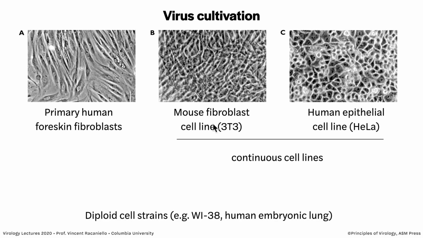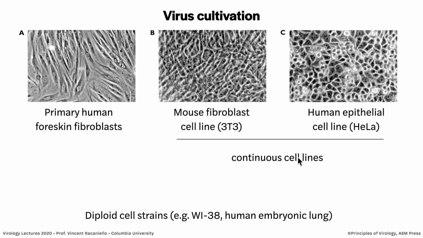Like this mouse fibroblast cell line, a famous one called 3T3. We have the HeLa cell line, a human epithelial cell line, which is immortal. These are called continuous cell lines. Now, they're great because they grow forever. You can put them in the freezer and go back to them and get more of them. We have had HeLa cells in my lab since the 80s when I started my lab.